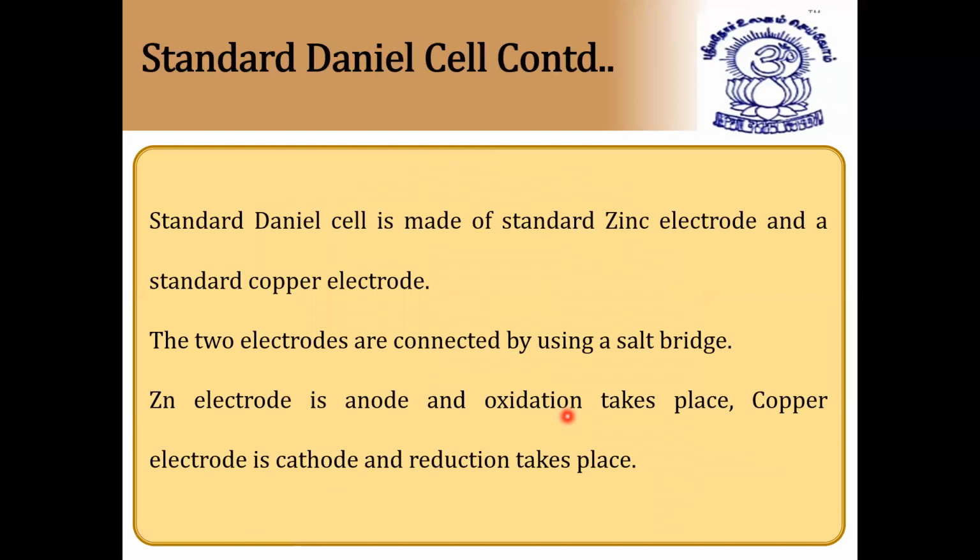A standard Daniell cell is made up of a standard zinc electrode and a standard copper electrode. These two electrodes are connected by using a salt bridge. Zinc electrode is anode and oxidation takes place. Copper electrode is cathode and reduction takes place. As I already told you, zinc electrode is anode where oxidation takes place. Always at anode, oxidation takes place, and at cathode, reduction takes place.